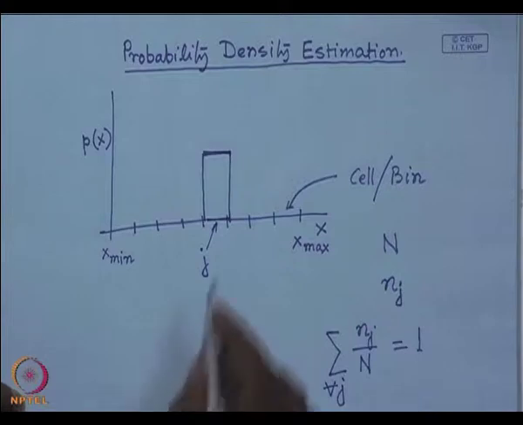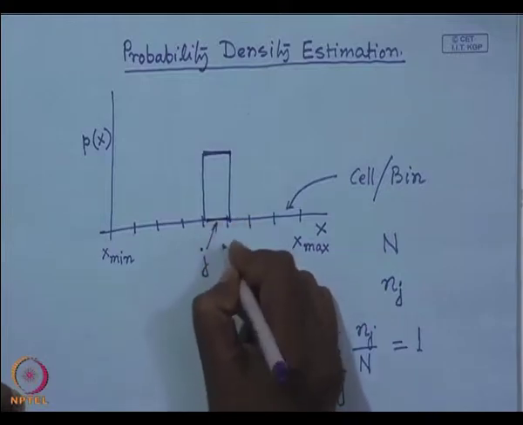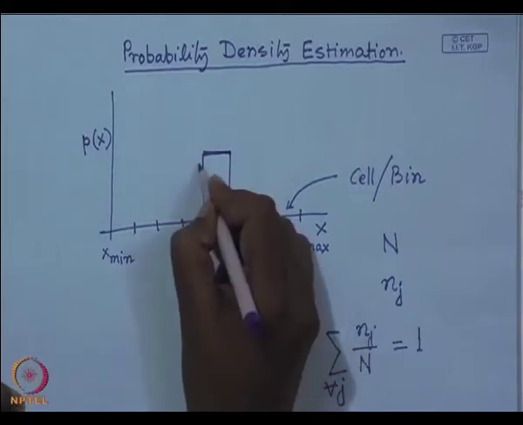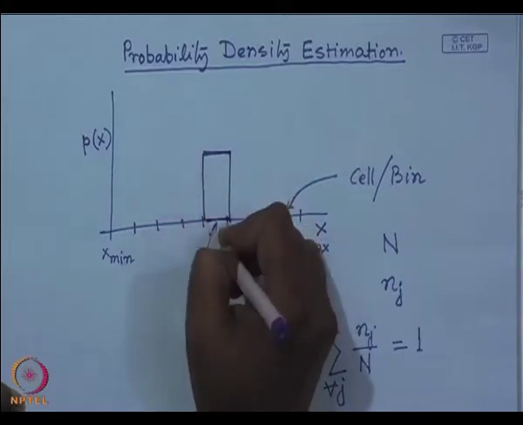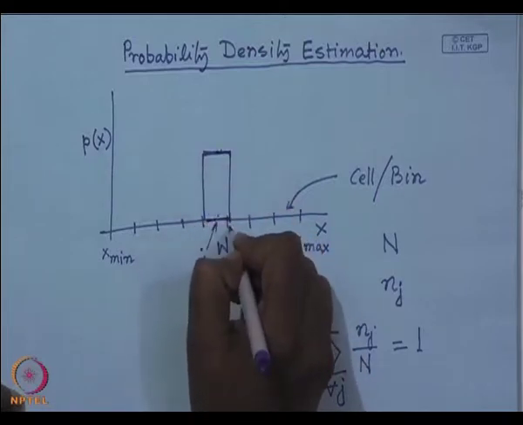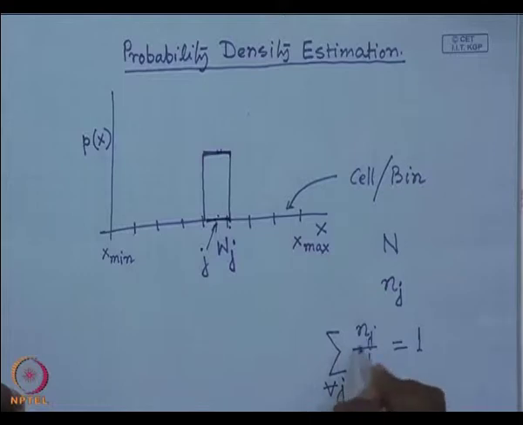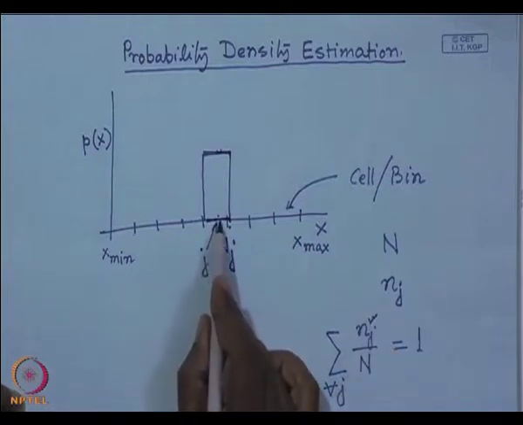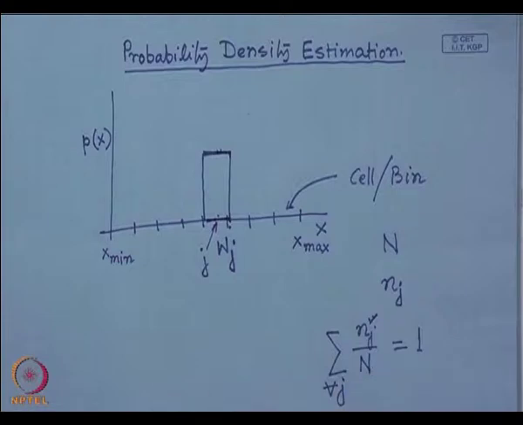So, given this, if the width of this jth bin is equal to, say, w j, I have to find out what is the height or the value of the probability density function for this jth bin. And as I have said, the area has to be equal to n j by capital N, where n j is the number of samples which are falling in this jth bin and capital N is the total number of samples that I have.